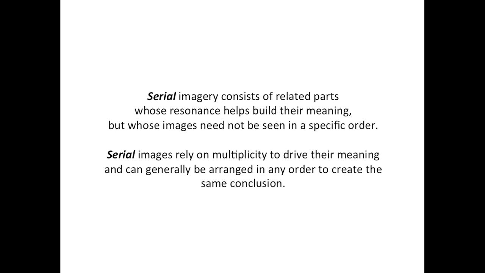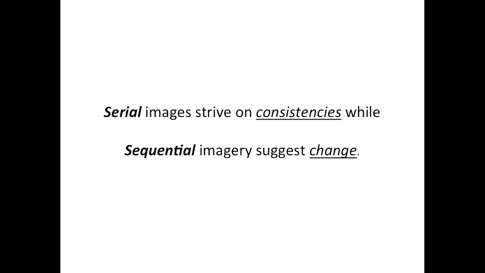In serial imagery, we see a group of pictures that consist of related parts whose power or resonance builds their meaning, but they need not be seen in a specific order. Serial images use multiplicity. They use repetition to help create meaning. Serial images thrive on consistencies, while sequential imagery suggests change. Hopefully you'll see that in my examples.